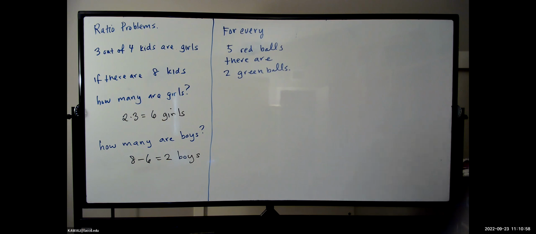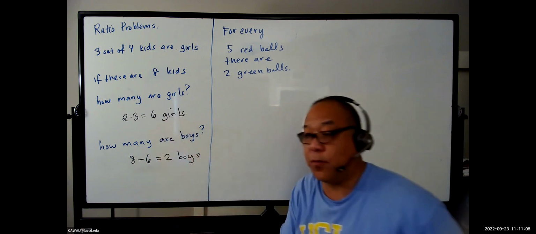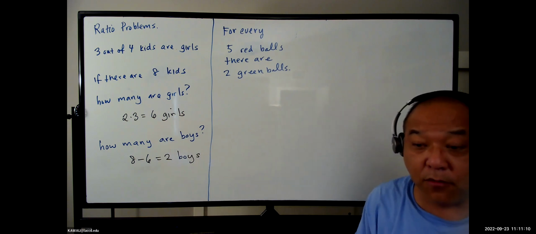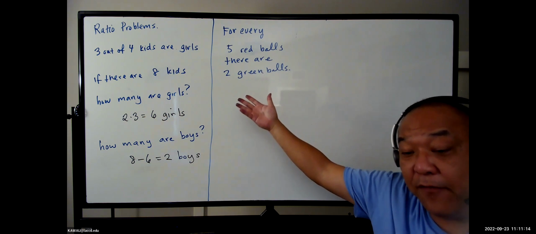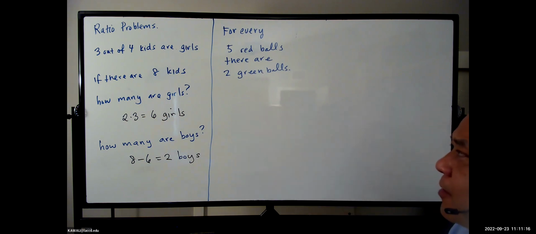Okay. Now, if I said, hey, there's 10 red balls, or 15 red balls, or 20 red balls, using this as an example, most people would say, okay, I can do that. Why? Those numbers divide by 5. Now, the problem comes when the numbers don't divide evenly.